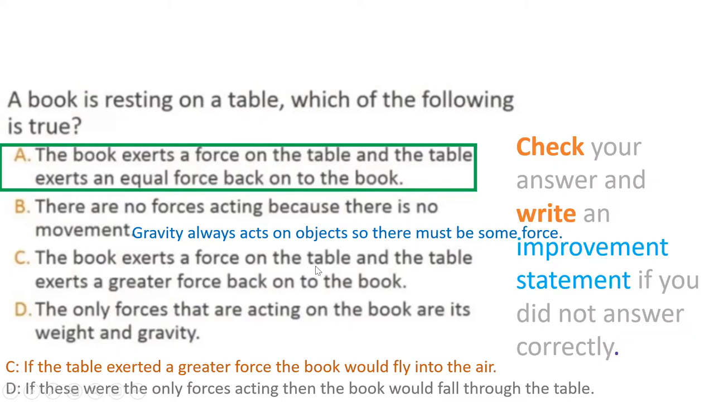See, the book exerts a force on the table, and the table exerts a greater force back on the book. It's quite a funny one. If the table exerted a greater force, the book would fly in the air. That's true. You always think about common sense when you're writing things. Indeed, if the only forces acting on the book were its weight and gravity, it would fall through the table.